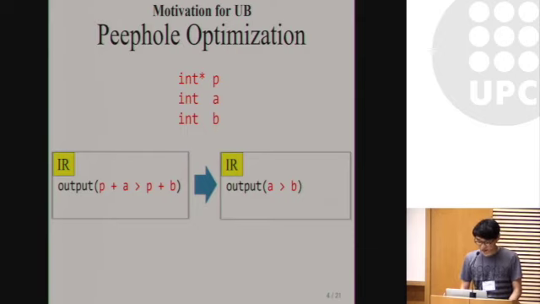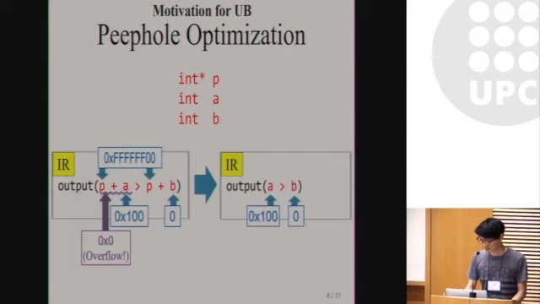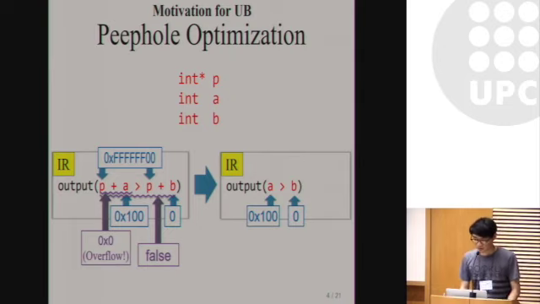This Peephole optimization looks valid, but it can go wrong in certain situations. For example, suppose that P is a large number, A is 0x100, and B is 0. In the source, P plus A overflows and it becomes 0. And P plus B does not overflow, thus the result of the comparison becomes false. However, in the target, A is bigger than B, thus the comparison result becomes true. So, this optimization changes the behavior of the source program.